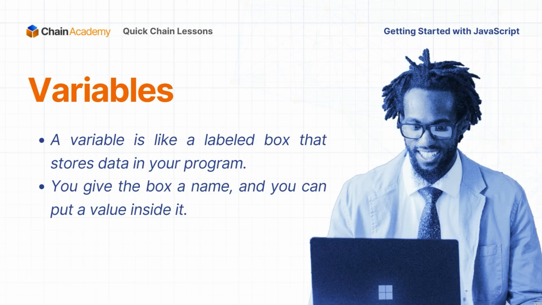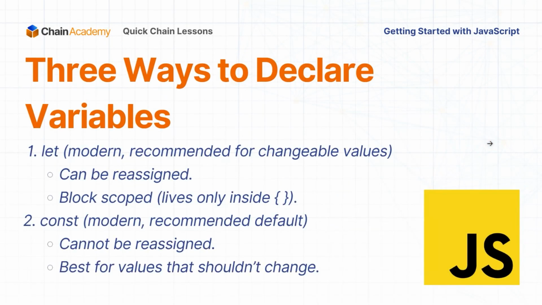This idea of naming and storing values is what allows us to write flexible, reusable code. Instead of hard coding numbers or text everywhere, we just store them in variables and use the name. In JavaScript, there are three main ways to declare variables: let, const, and the older var. Let us focus first on the two modern ones, let and const. Let is used when you need a variable that can change over time.